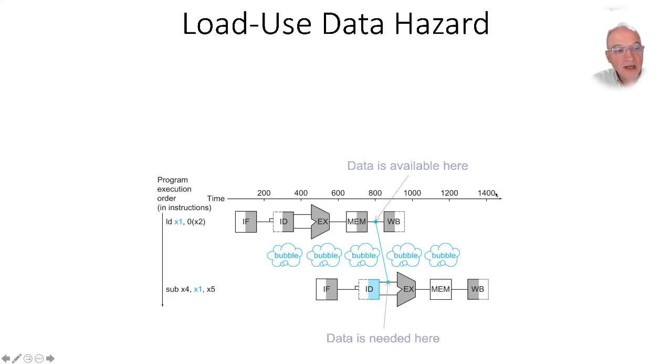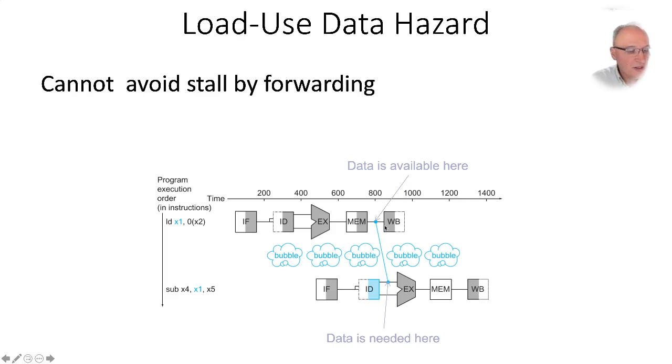I have to have one idle cycle in between, because if I try to put the sub right where this bubble is, what's going to happen? This will be the fetch of the sub, this will be the decode of the sub, and the execution of the sub will be here. The data would be needed at this point, but it's not available. The data would be needed at the 600, but it's not available until the 800.